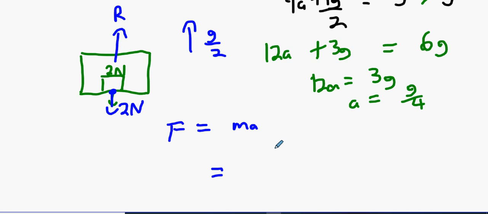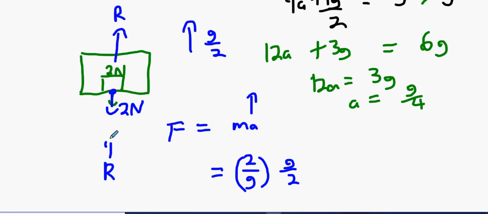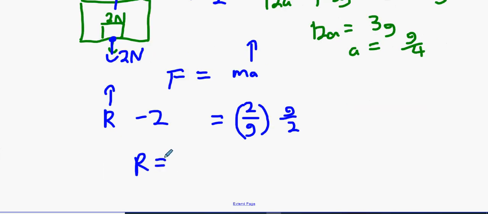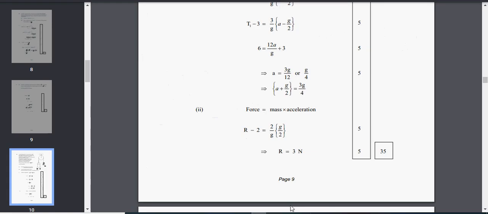What's A? What's your mass? 2 divided by G. Alright, what's your force? R going upwards. Take away what? 2 newtons going downwards. This is important, so you should study this again. And what happens here? 2 divided by 2? Bring over the 2. 3 newtons. 3 newtons. Happy days.